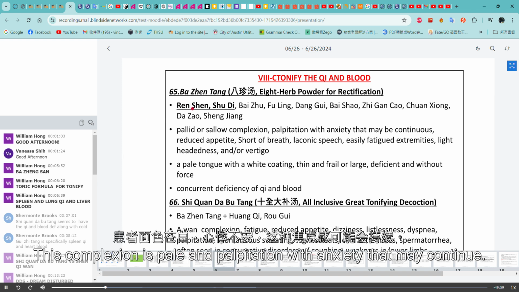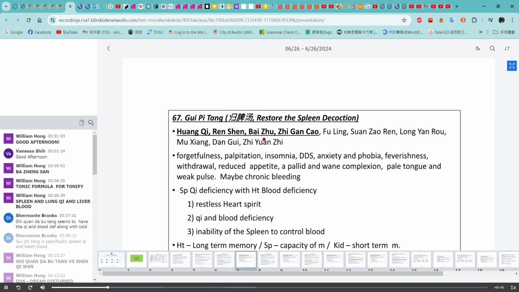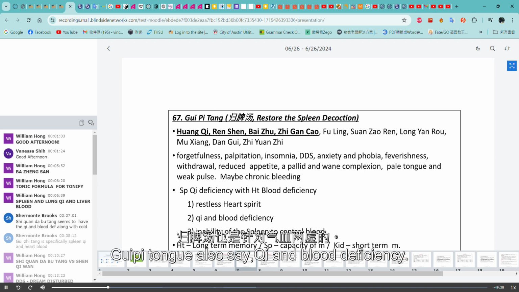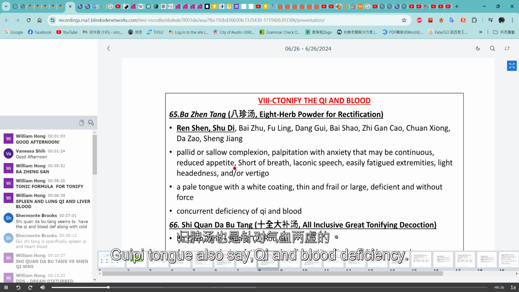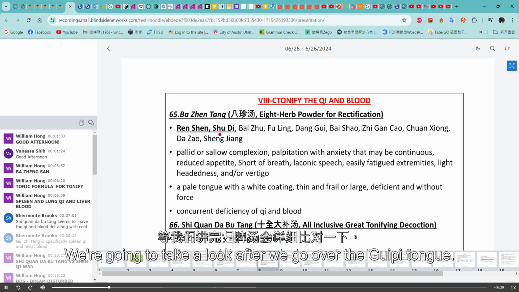The complexion is pale, and palpitation with anxiety that may be continuous. We're not getting that yet. So we talked about Ba Zhen Tang. So yeah, when you compare Gui Pi Tang, it also says qi and blood deficiency. So how can you differentiate between Ba Zhen Tang and Gui Pi Tang? Okay, we're going to take a look after we go over the Gui Pi Tang.